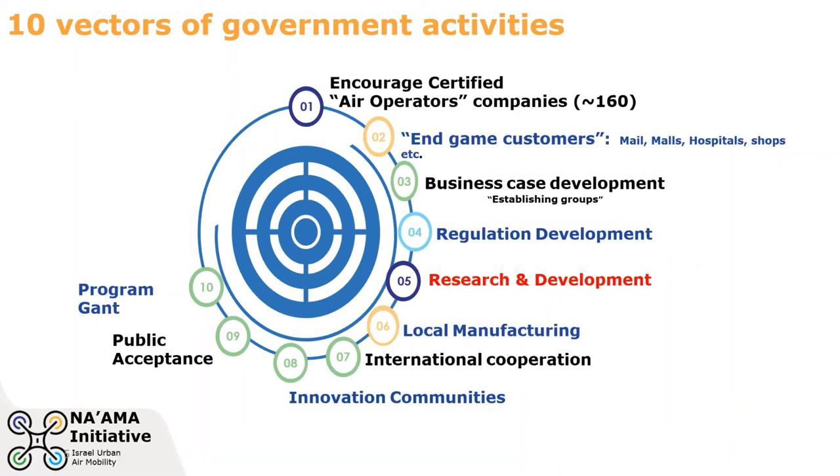Building the ecosystem, we are following 10 different vectors. These include encouraging different companies to certify themselves as air operators. Israel currently has 160 companies that are already AOC approved by the CAI. I think it's quite a large number. About 12 of them are doing drone deliveries. Most of them are doing just aerial photography for different uses. We are supporting customers. The issue here is that most customers don't realize that it's already available for them. And when I say customers, I mean the national mail, the different malls, hospitals, and so on and so forth. Again, most of the public doesn't realize that it's already here and can be deployed. So we are helping to evolve different business cases and develop them, changing and adapting the required regulation with the help of the CAI.